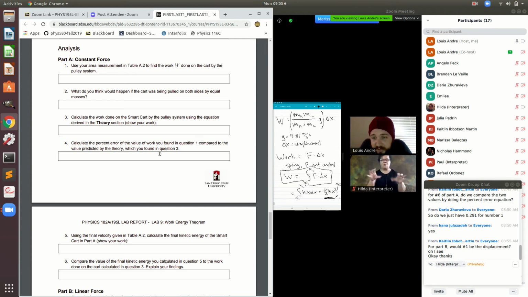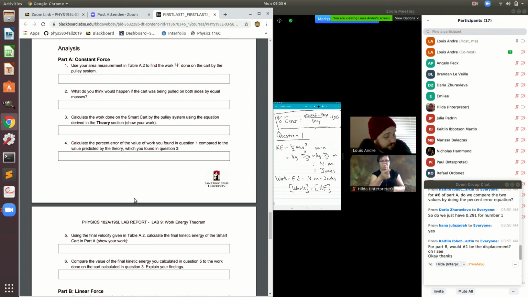Cool. Number 4, calculate percent error. Percent error I put up on the right there. So it's the observed minus theory divided by theory times 100. Here they're telling you question 1 is going to be observed and question 3 is theory, okay?